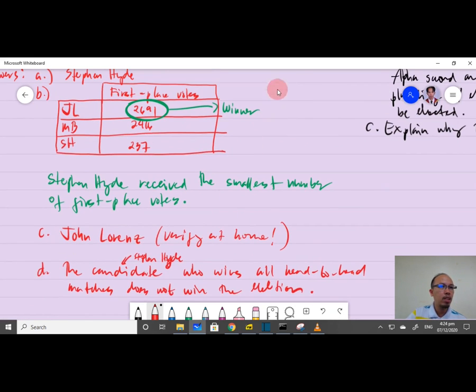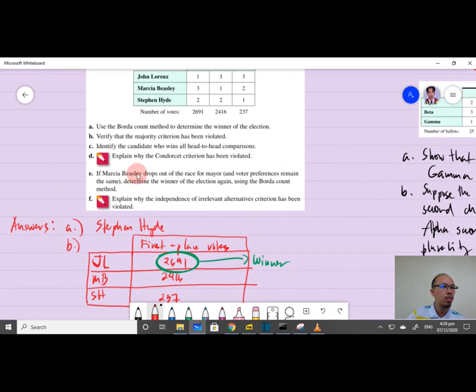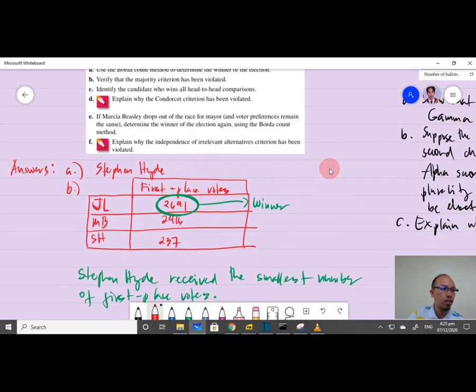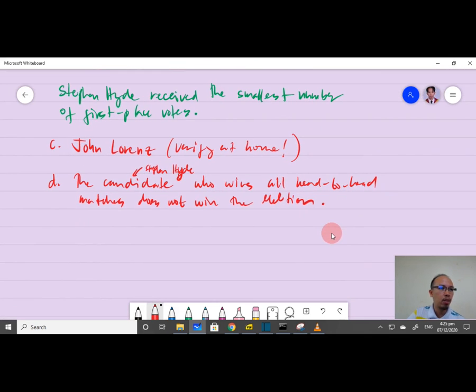Okay, so letter E. If Marcia Besley drops out of the race for mayor and voter preferences remain the same, determine the winner of the election again using the Borda count method. Okay, so the winner for letter E is John Lawrence. I calculated this one already. The answer is John Lawrence.